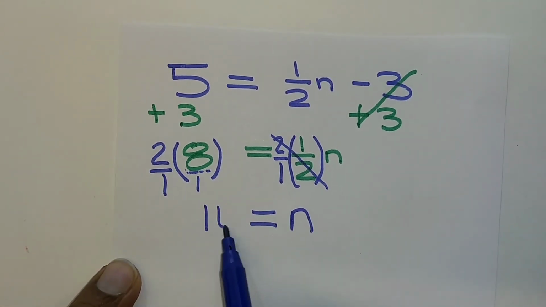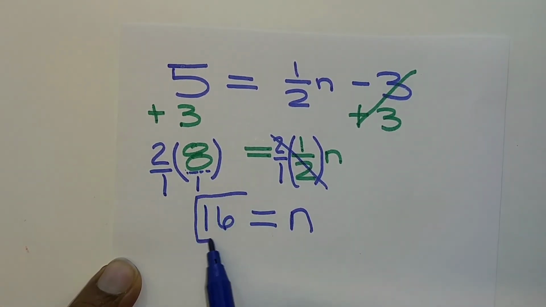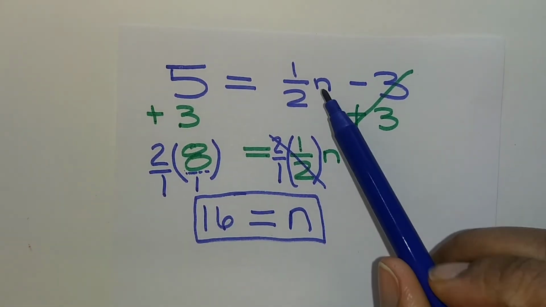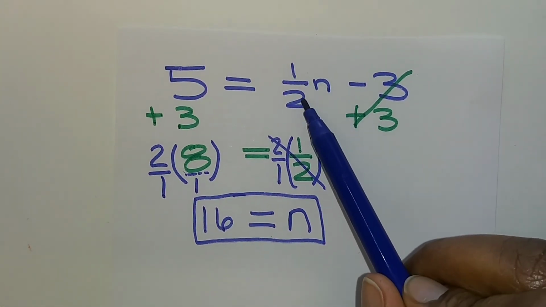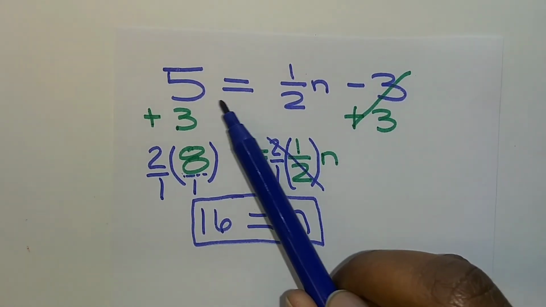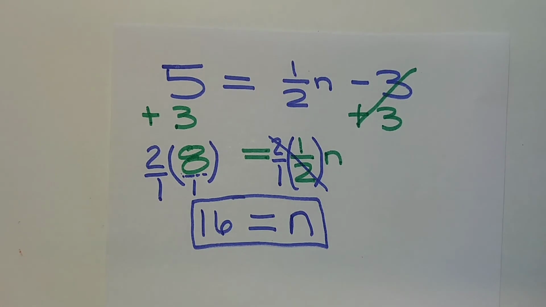8 is 16. So n should be equal to 16, which means if I come up here and plug this in, half of 16 is 8, and 8 minus 3 is 5. So the left side is equivalent to the right side.